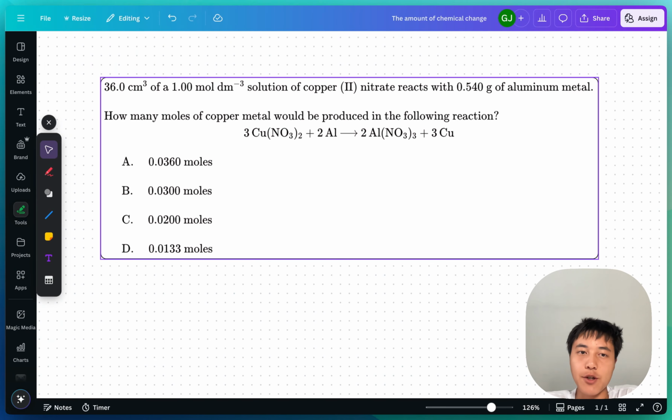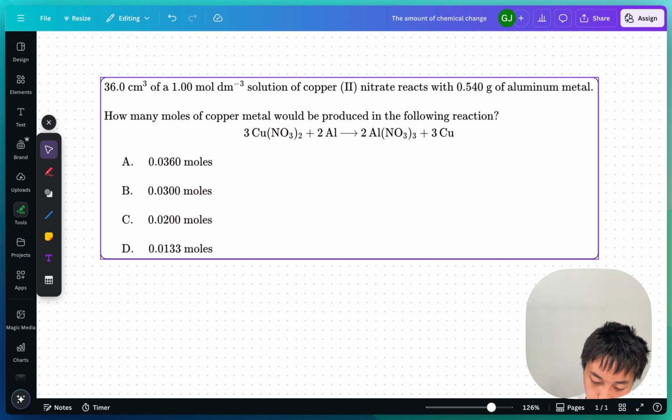Hello. Today we're going to be doing a chemistry question and it relates to the amount of chemical change. So 36 cm cubed of a 1 mole per decimeter cube solution of copper 2 nitrate reacts with 0.54 grams of aluminum metal. How many moles of copper metal would be produced in the following reaction?